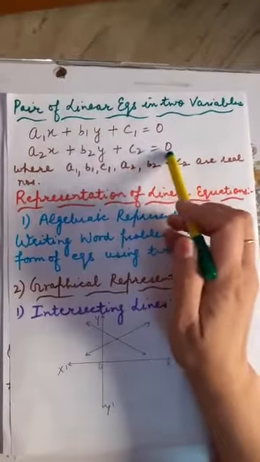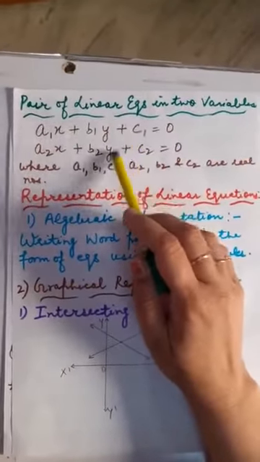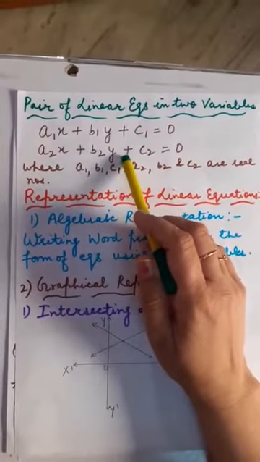Basically, this is the generalized form, which I have written here at the top. This is also the algebraic representation only. Why?